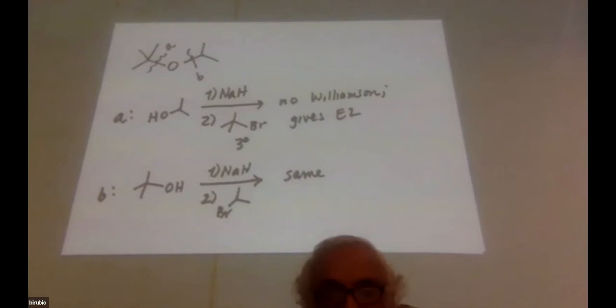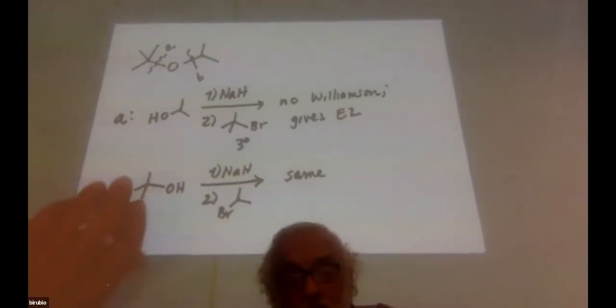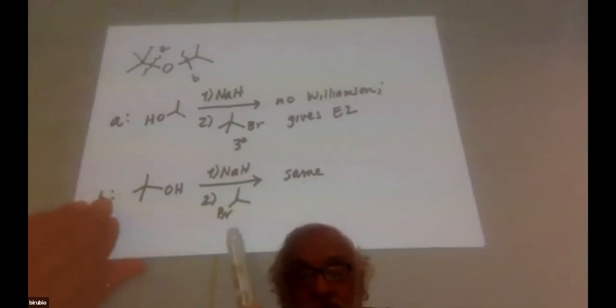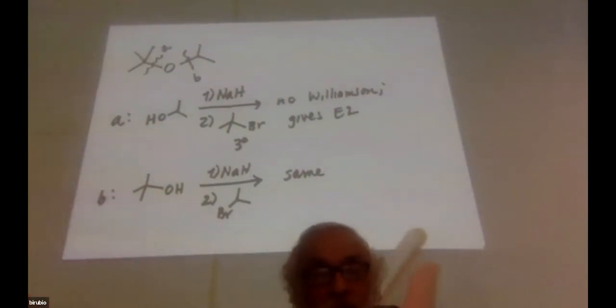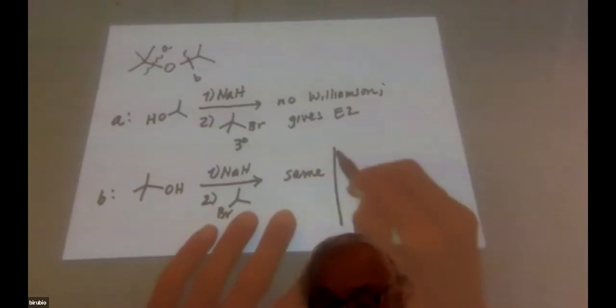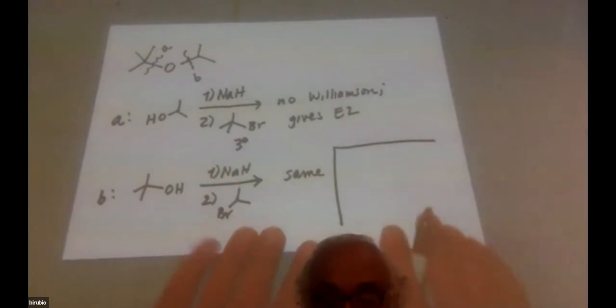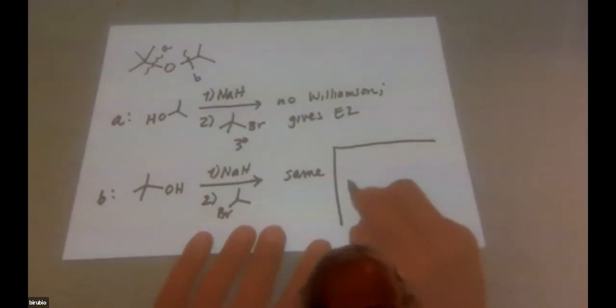So someone asked me in the chat whether a secondary alkyl halide could be used here. Well, I can engineer a secondary alkyl halide that cannot undergo elimination and will therefore work in a Williamson. But you know, this is a freak show, right? Something like this.